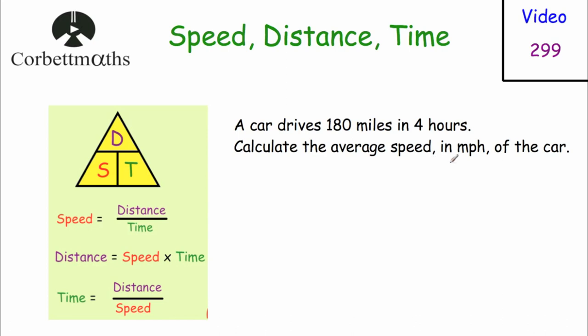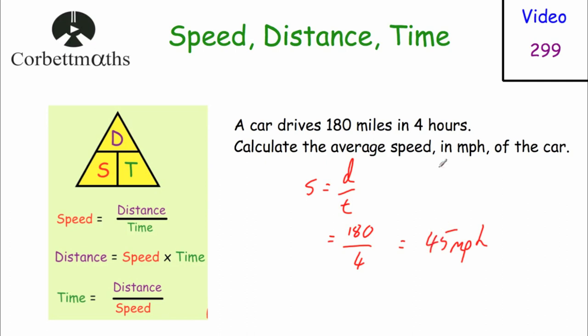Calculate the average speed in miles per hour for the car. So we want to find speed, so speed is equal to distance divided by time. The car travels 180 miles, so we're going to divide 180 by the time taken, which is 4. So if we do 180 divided by 4, we find that's equal to 45. So the car is travelling at an average speed of 45 miles per hour.